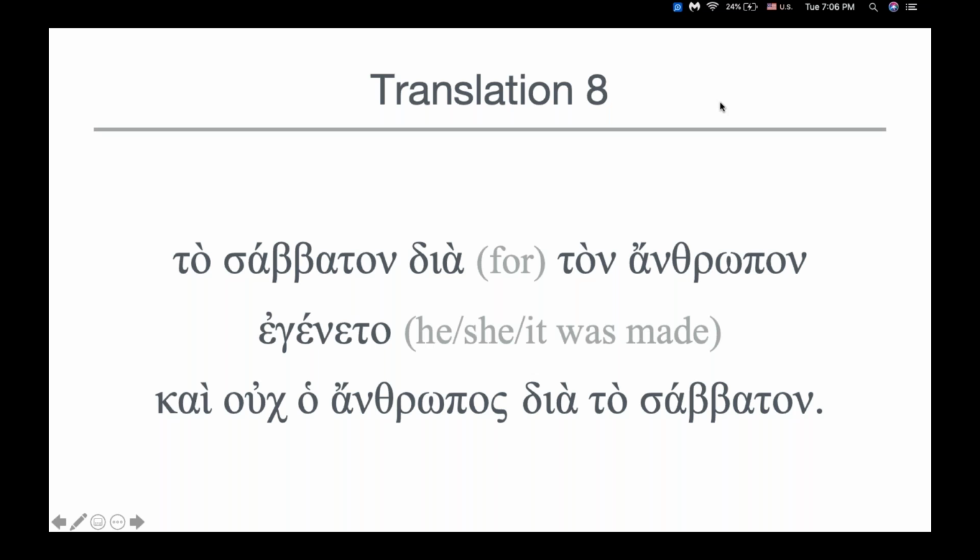Kai ouk. And. I don't know, what's ouk? Ouk means, it's one of those little short words I was talking about. It's an indeclinable word. It's not. Or it's negative. It can be used in certain ways where it means no or nothing, but you're going to see when we translate the rest of the sentence, not is what makes sense here. And not ho anthropos. The man. Man for the Sabbath. Okay? That's right.